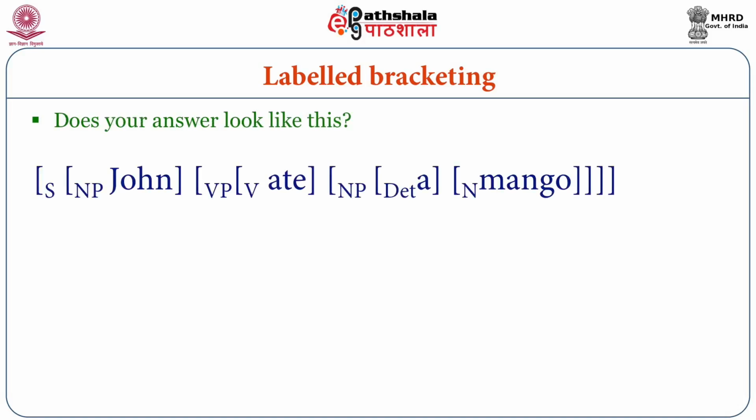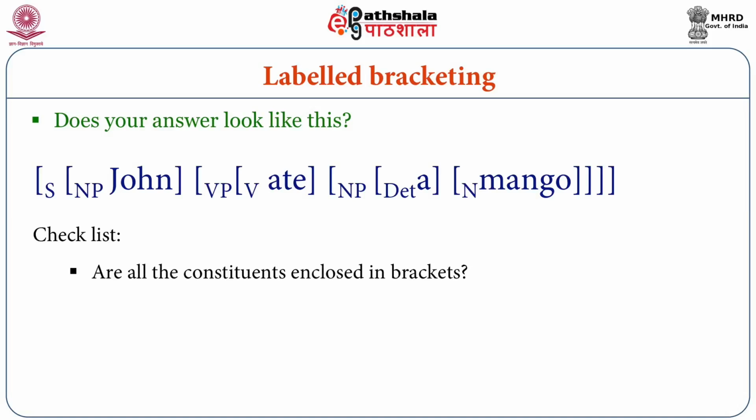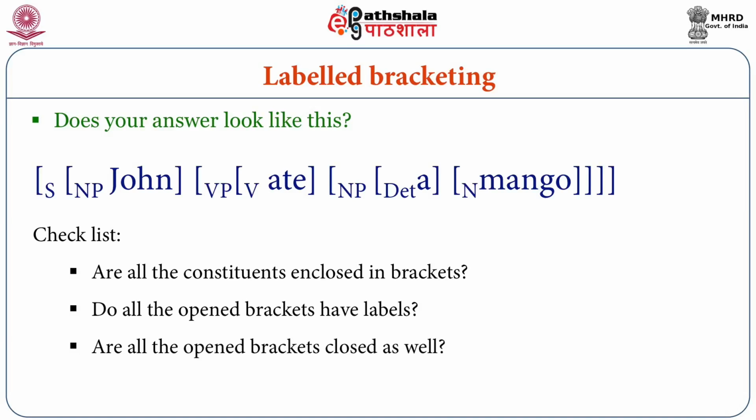See, this first bracket opens and S indicates the sentence. NP, John is the noun phrase. VP, we ate, then NP, and we have finally mango, and all the brackets are closed. So you can check, are all the constituents enclosed in brackets? Do all the opened brackets have labels? Are all the opened brackets closed as well? If you have done this, then you have done it correctly.